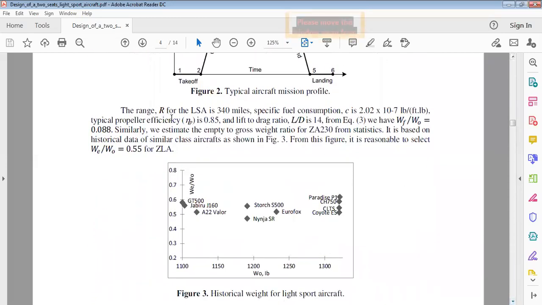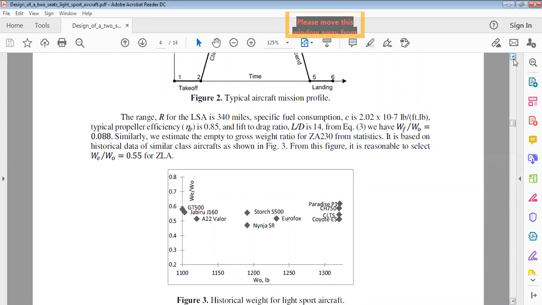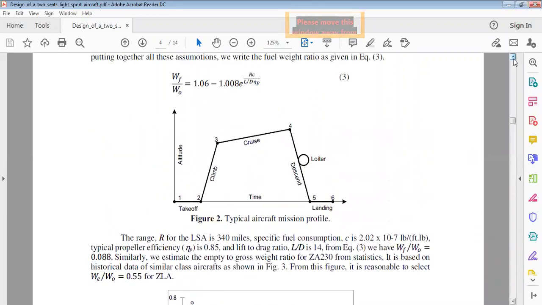The range R for the light sport aircraft is around 340 miles. This is the range R, and the specific fuel consumption is 2.02 into 10 to the power of minus 7 per foot pound. A typical propeller efficiency is given as 0.85. All the values we now have, and W off by W naught will be calculated using this formula by substituting in this equation.